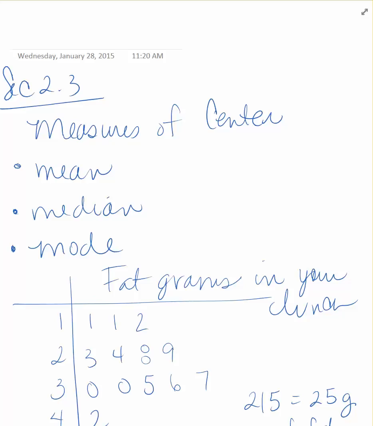Section 2.3 talks about measures of center. The center is typically the middle of the data, but we have three ways to talk about the center of data: the mean, which is just an average; the median, which is the actual middle; and the mode, the one that happens the most.